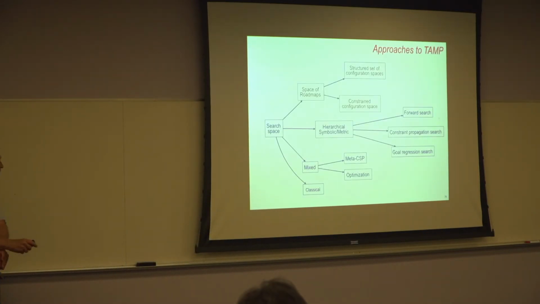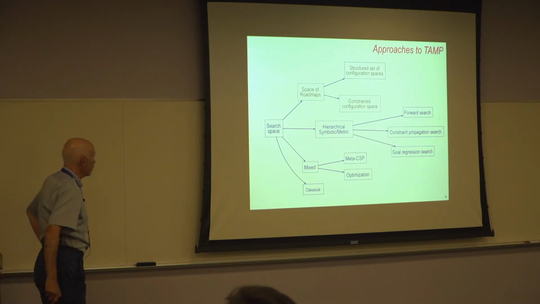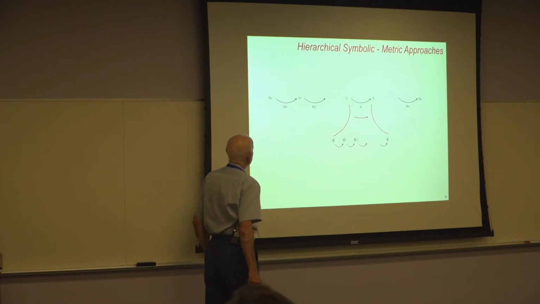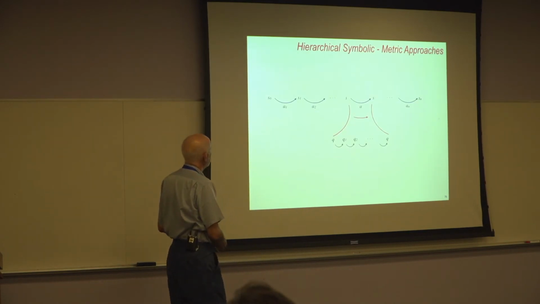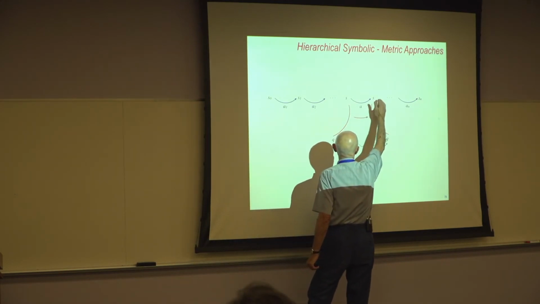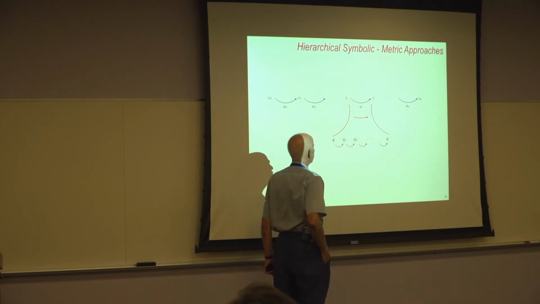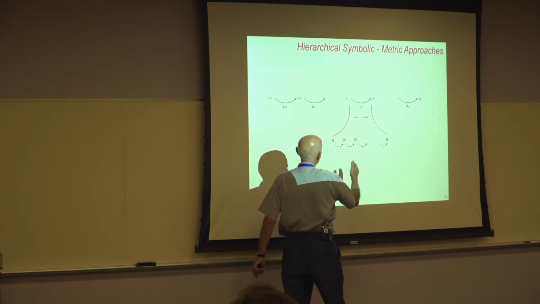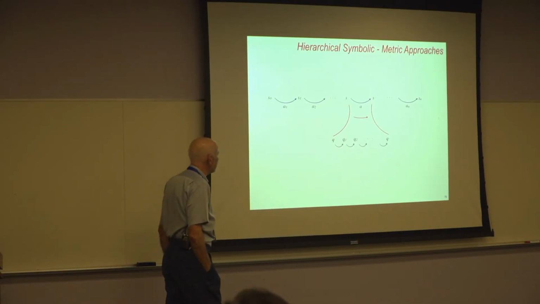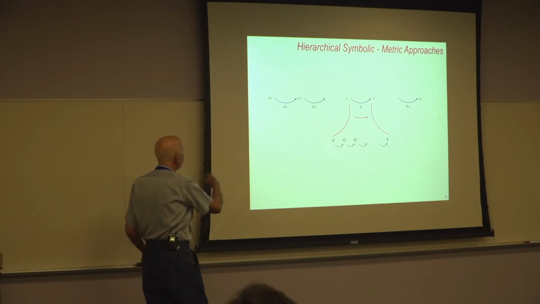So these are illustrations of the space of roadmap approaches. And let me now illustrate hierarchical symbolic metric approaches. The idea here is to consider a hierarchy where you have planning at the symbolic transition at some level, and your actions are refined with respect to their metric state variables later on. And you can do this.